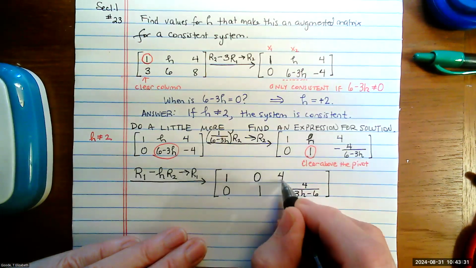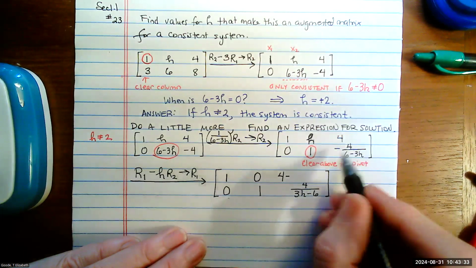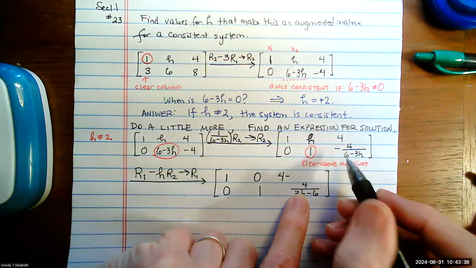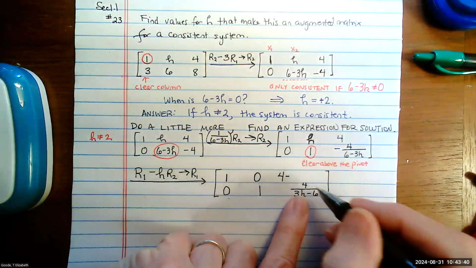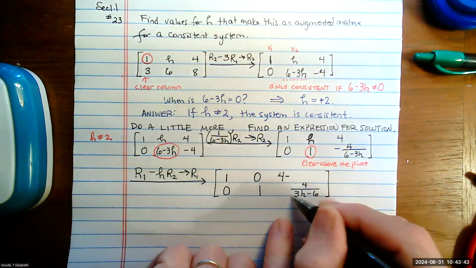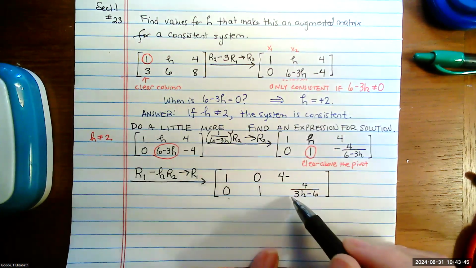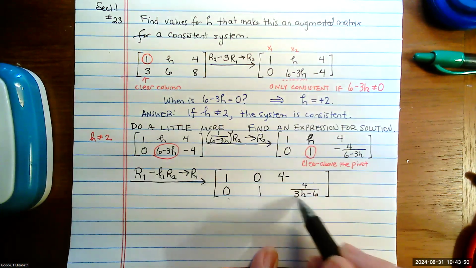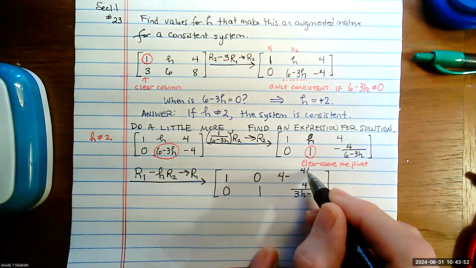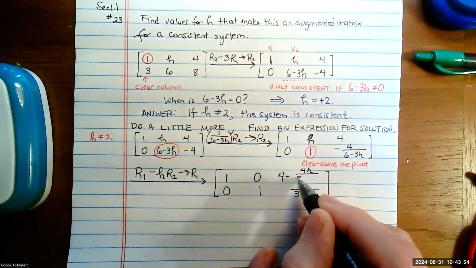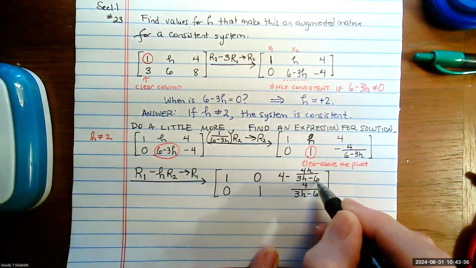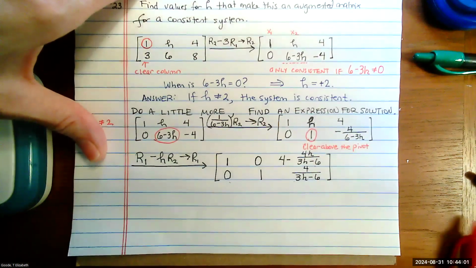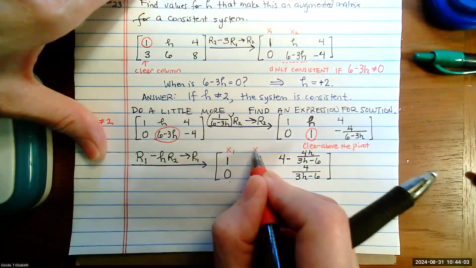It's going to be 4 minus, I'm going to use this expression instead of this one, h times this, because we're multiplying row 2 by h, and this is the entry. This is the same as that entry. h times this, so it'll be minus 4h over 3h minus 6. Now that is kind of a piece of work, but it does tell us what x1 and x2 look like.